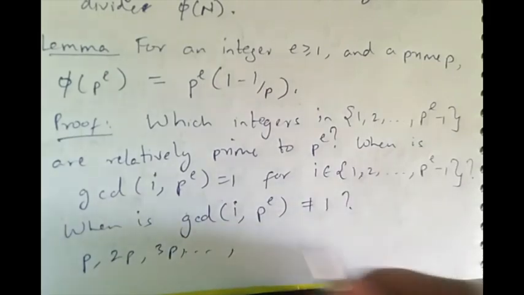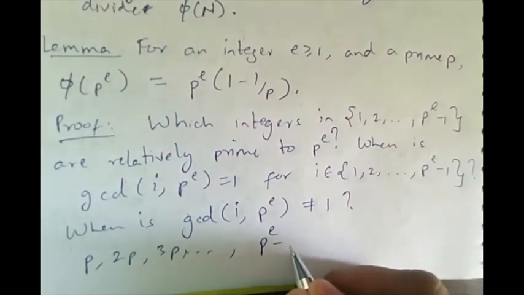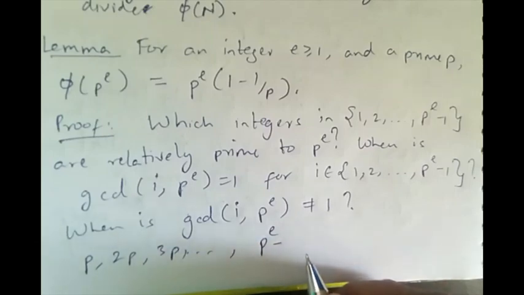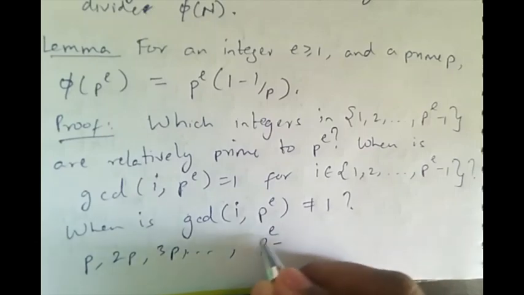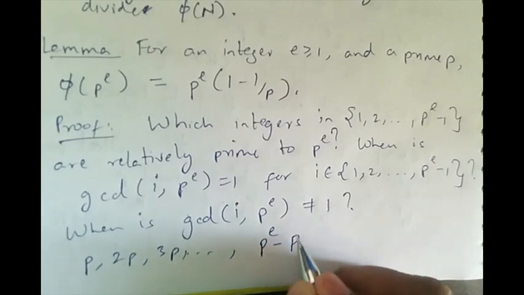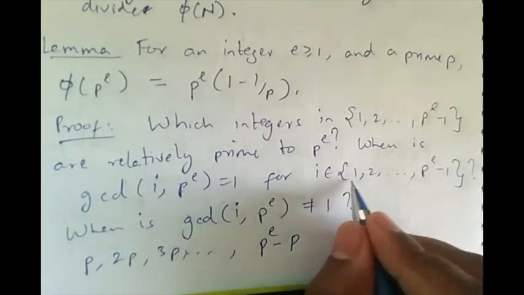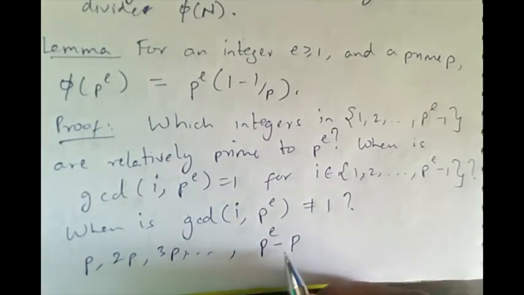It will be of the form p to the e minus something, where whatever we are subtracting should be as small as possible to make this multiple as large as possible. Whatever we can subtract for this to continue to be a multiple is going to be this p here. So the largest multiple of p in this range 1 to p to the e minus 1 is going to be p to the e minus p.